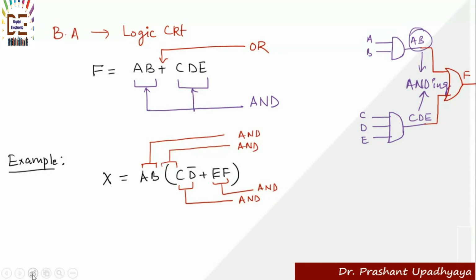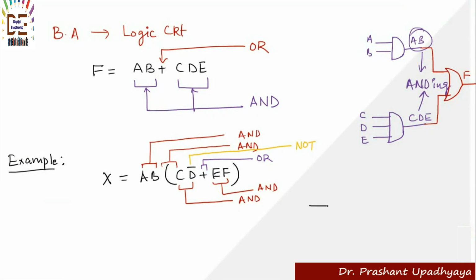Then you can see that we have a plus sign, so the plus sign is going to give you an OR gate. And then you can see that we have this D bar here. So for this, what do we require? We require a NOT gate. So we are going to start our logic. And how can we start our logic? First, we require the CD bar. So I'm just drawing a circuit.